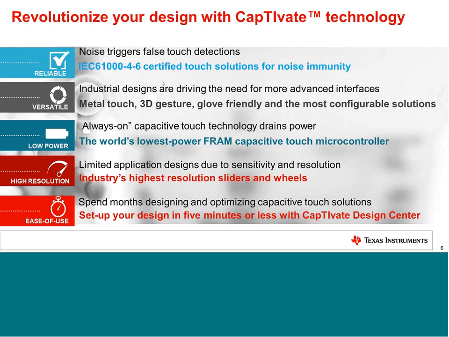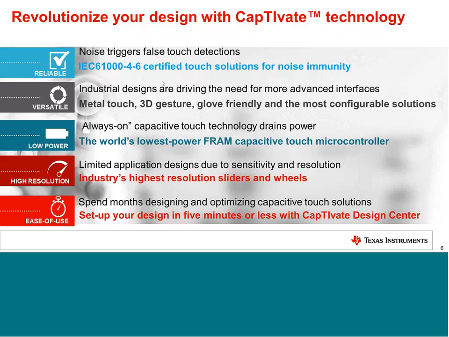So people want to use metal overlays, glass overlays, and plastic overlays. The ability to work with multiple overlays, support 3D gestures, and work with gloves are very important for industrial designers, and versatility is one of the main features and advantages of CapTIvate technology.